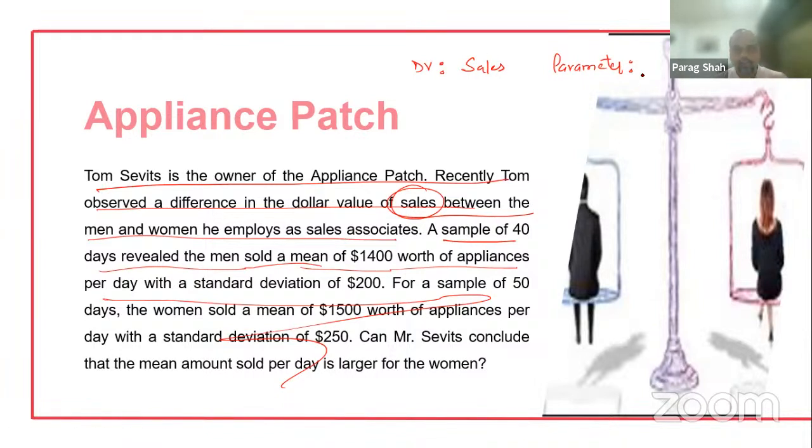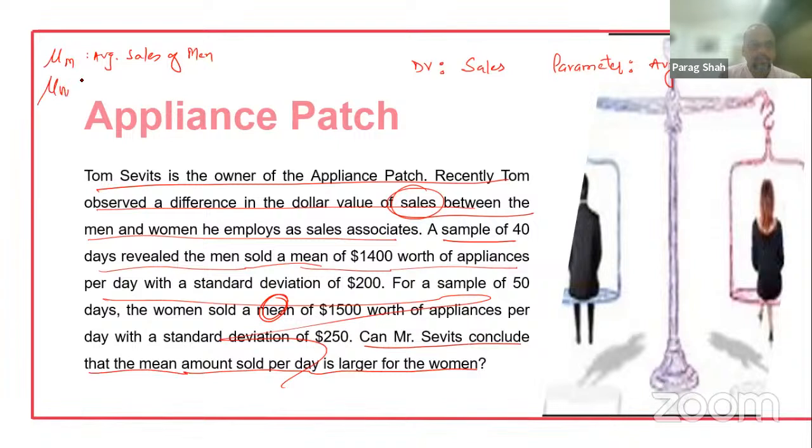Okay, that's okay. What is the parameter? Average, because they are talking about mean. What is the question asked? Can Mr. Savitz conclude that the mean amount sold per day is larger for the women? Getting the idea? He wants to know, do females sell more? Are the sales of females more compared to that of males? That is what they want to check. So suppose I take mu m as the average sales of men.